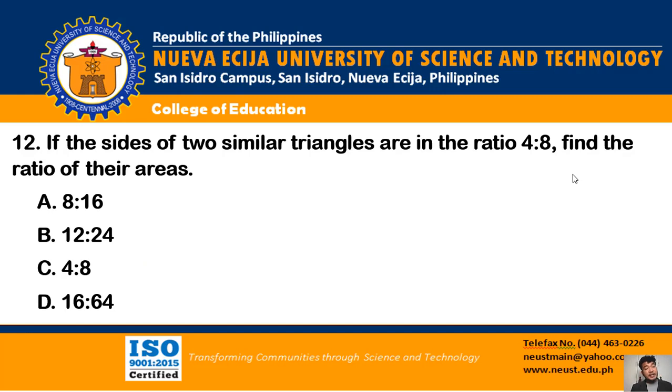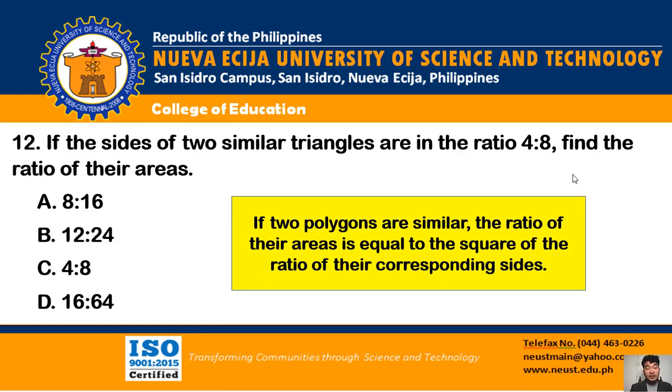Number 12. If the sides of two similar triangles are in the ratio of 4:8, find the ratio of their areas. Take note that if two polygons are similar, the ratio of their areas is equal to the square of the ratio of their corresponding sides. Meaning, we have to get the square of 4 and 8 to get the ratio of their areas. And 4 squared is equal to 16 and 8 squared is equal to 64. So that is 16 is to 64, or letter D.